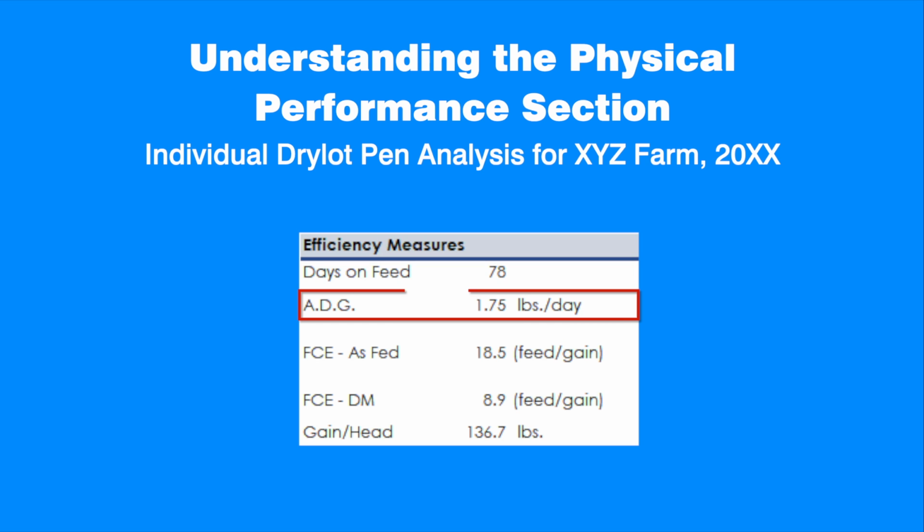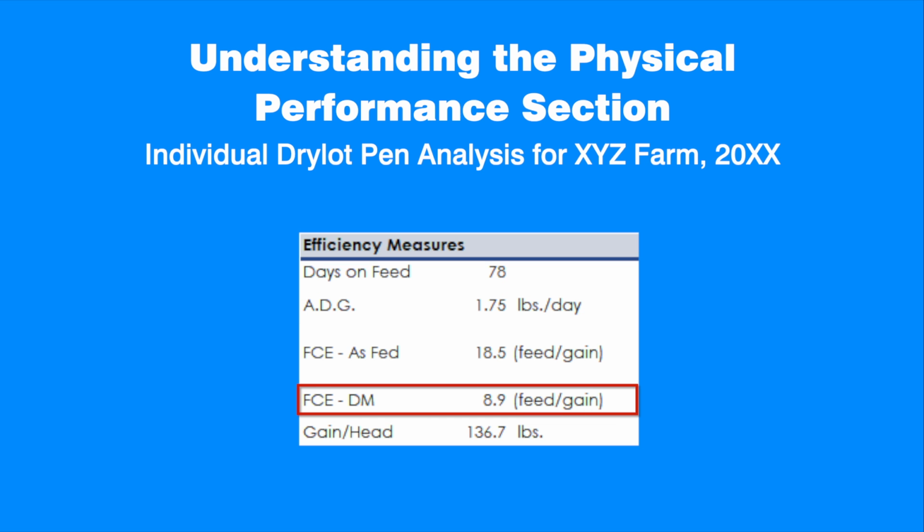In this example, for the reported 78-day feeding period, the average gains were 1.75 pounds per day, or about 137 pounds per head sold. The corresponding feed conversion efficiency on dry matter is 8.9, meaning that about 9 pounds of feed dry matter is required to produce 1 pound of weight gain.